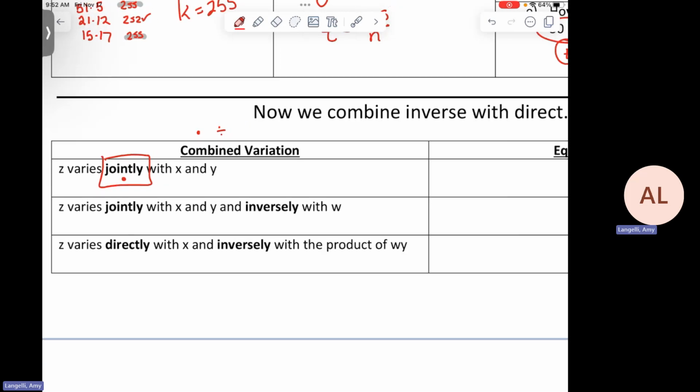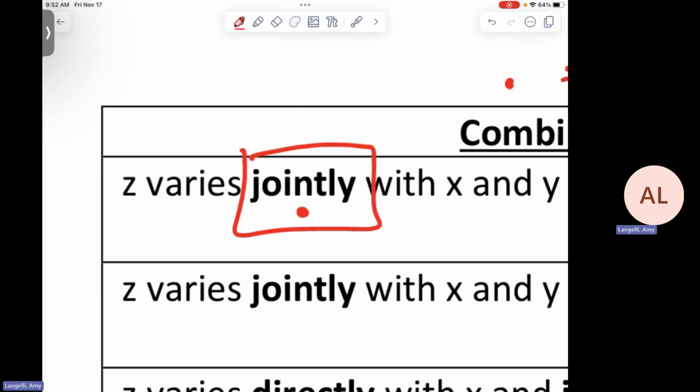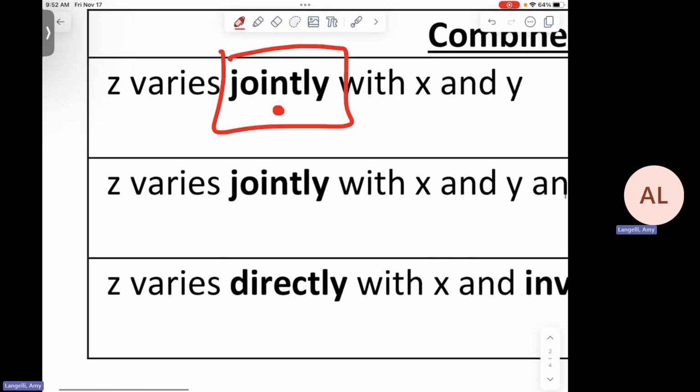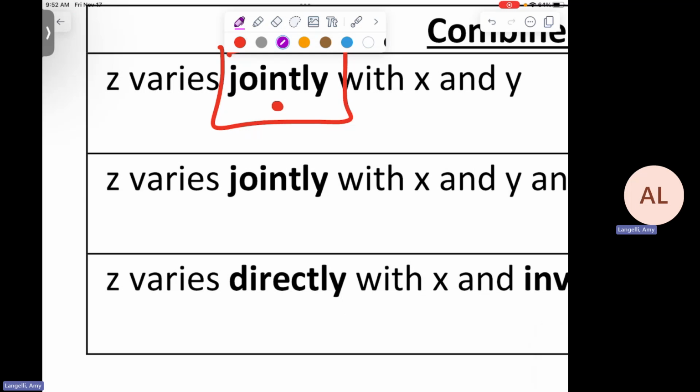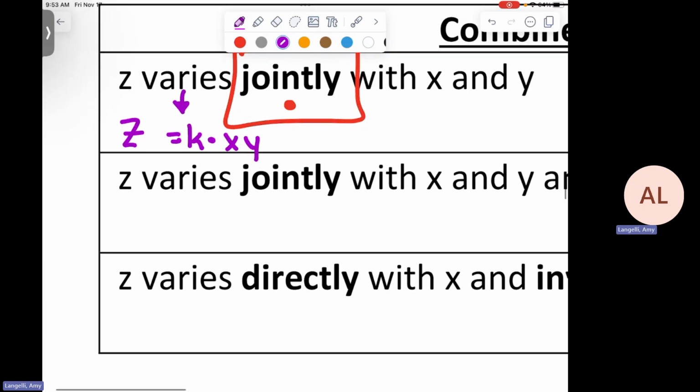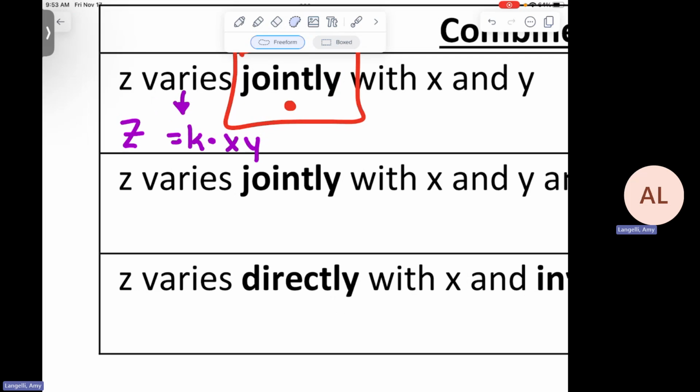So your equation for that will look like this. I always tell kids, when you read a math sentence, we're going to translate it right away. So I'll use purple because that sounds like fun. Here is Z. See the word varies? That means equals K. The word jointly means multiply. And X and Y mean X and Y. So there's your equation. I translate it as I read it. So wouldn't it just be Z equals KXY? That's it.